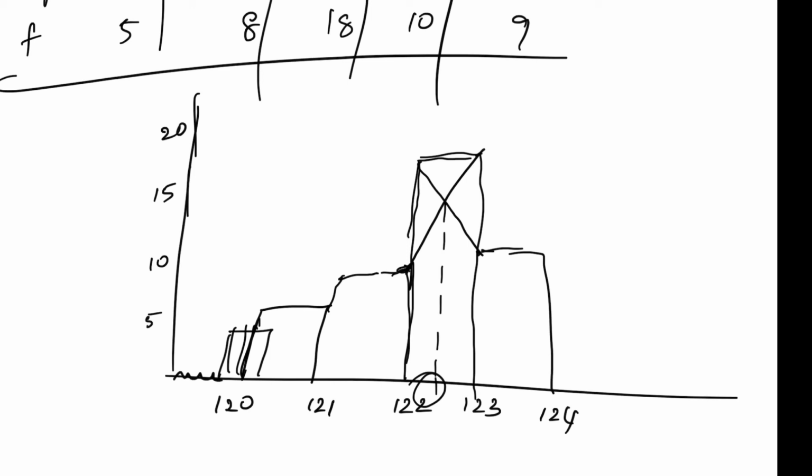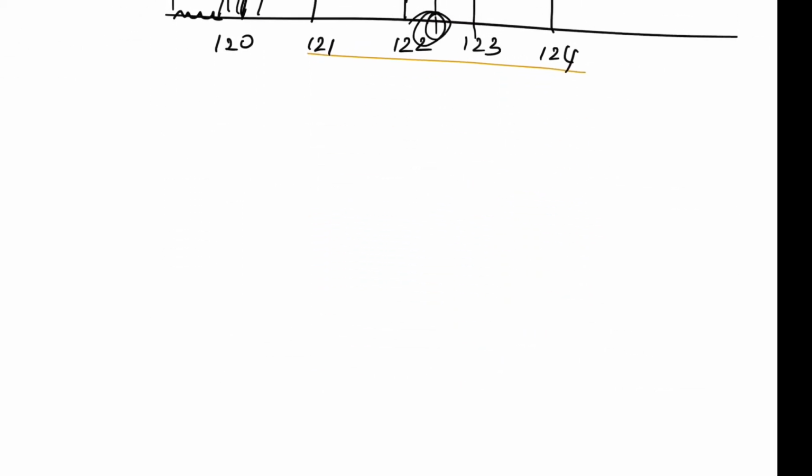Hope it's clear, children. What you need to do is take the highest bar of your histogram, then draw a line like this, then join that line, and wherever the lines meet, that will be the mode. Hope it's clear. I will do one more question for your clarification. Let us do the third one.